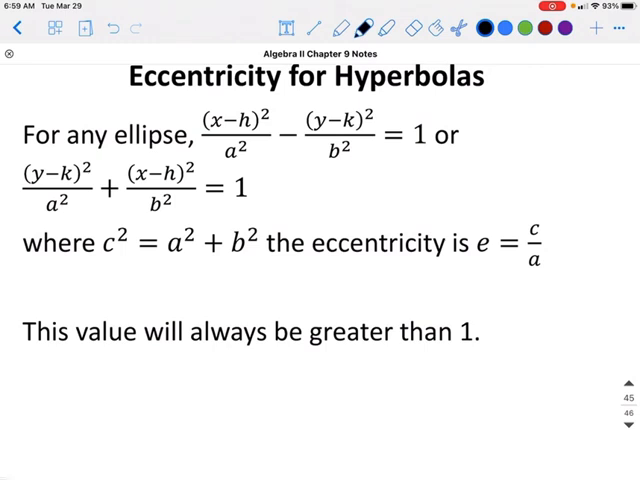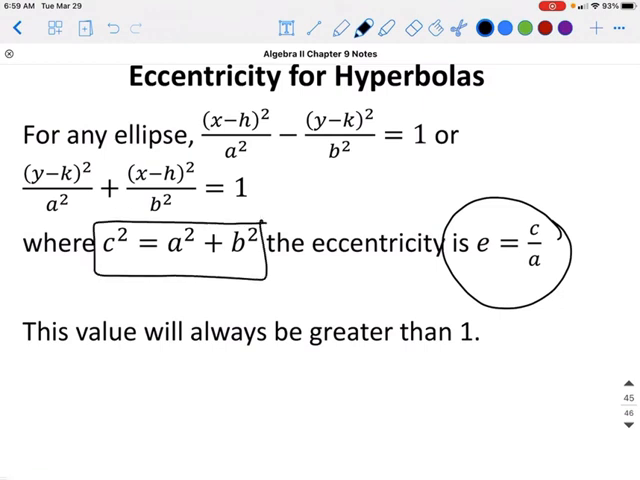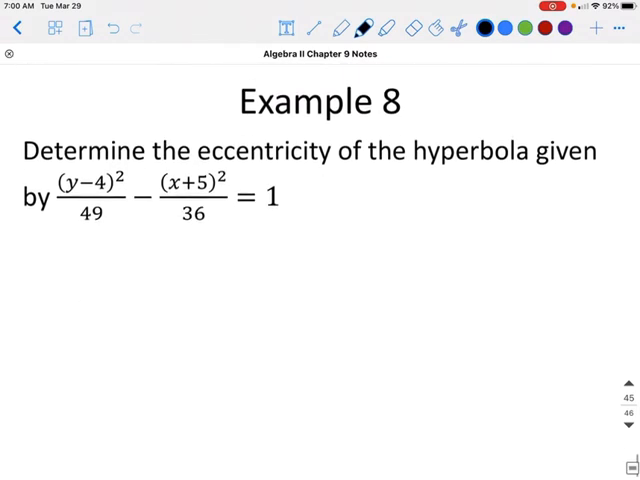We can also find eccentricity for hyperbolas the exact same way we found eccentricity for ellipses, so it's still going to be c over a. But remember, for an ellipse, to find c, it's a squared minus b squared, but for a hyperbola, c squared is equal to a squared plus b squared. For a hyperbola, the eccentricity will be greater than 1.